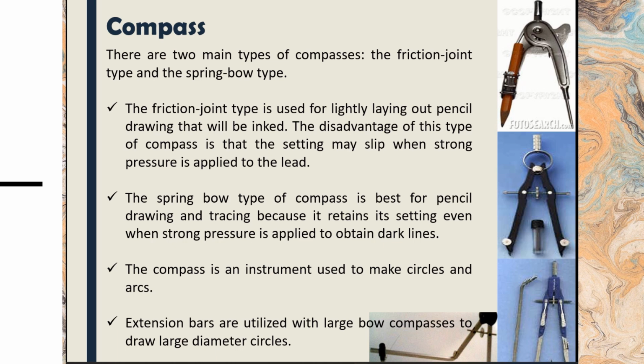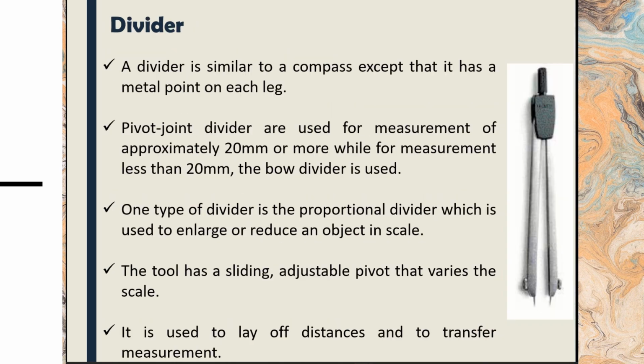Extension bars are utilized with large bow compasses to draw large diameter circles. We will see that in the course. When you have to draw circles with a larger diameter than your regular compass can take, we use the extension bar as an attachment to the regular compass to draw larger diameter circles.